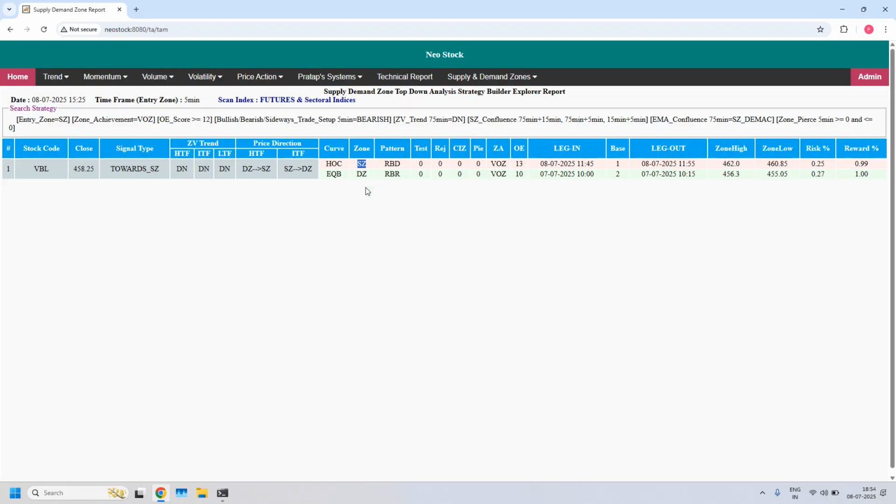So that way this 5 minute supply zone might have a higher probability to succeed, provided less than 20 checklist items are satisfied. So this is about all the income trade reports.